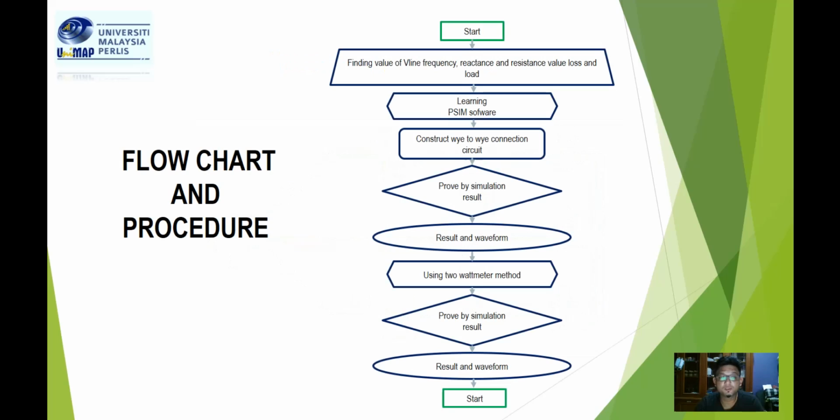Okay, this is the flowchart and procedure. Firstly, we find the values of line voltage, frequency, reactance and resistance of the loss and load. Second, learning the PSIM software, then constructing the Y-to-Y connection circuit, and proving it by simulation result, and I get the result and waveform. Another test uses the 2-watt meter method, and I prove it by simulation result and get the result and waveform.